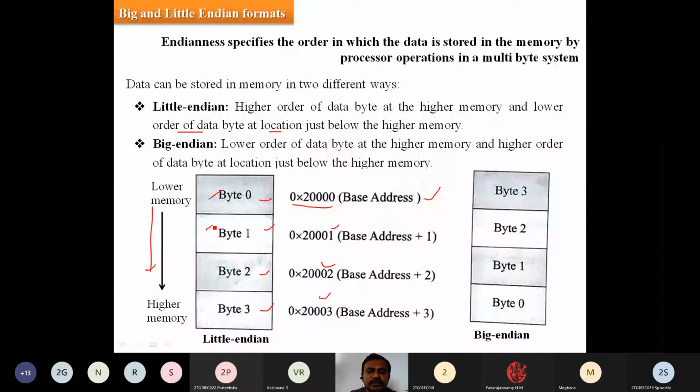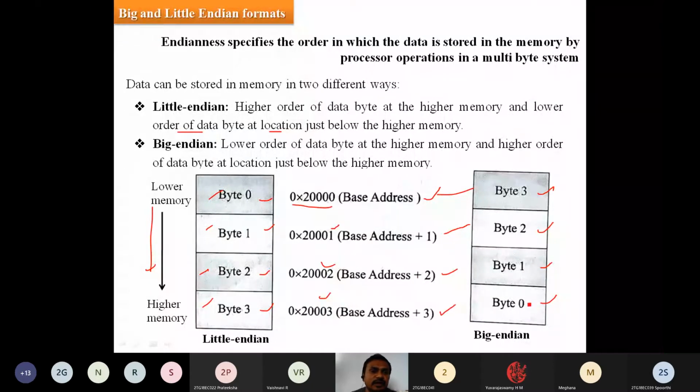What about in Big Endian? It is just a reverse. Means higher order data, nothing but byte 2 and byte 3, are stored in where? In lower memory locations. What are the lower memory locations? It is base address and base address plus 1. Then what about lower byte data? Byte 0 and byte 1 are stored in higher memory locations. What are the higher memory locations? They are base address plus 2 and base address plus 3.